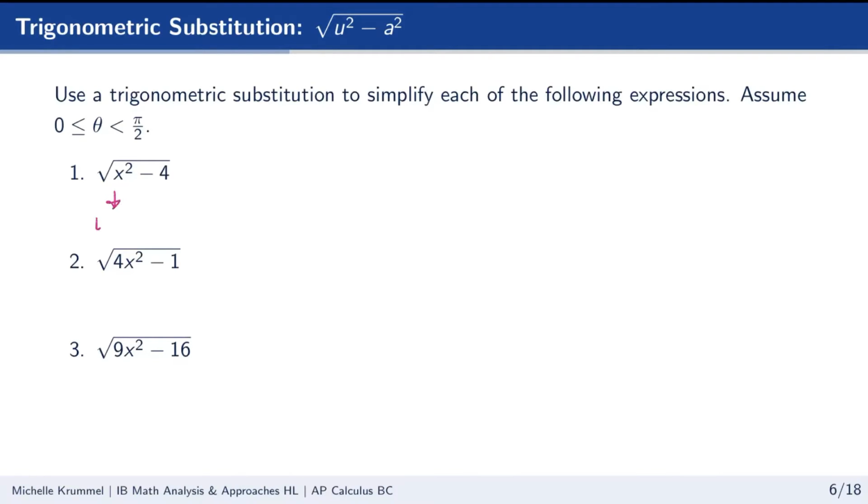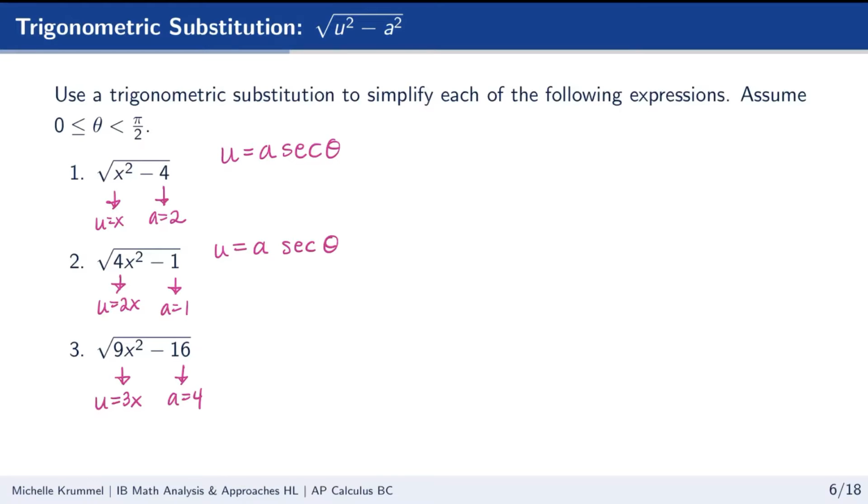All right, so we've got u equals x, a equals 2. Here, u equals 2x, a equals 1, u equals 3x, a equals 4. And in each one of these cases, we have the form u squared minus a squared. So our substitution is going to be u equals a secant theta. So x equals 2 secant theta here.